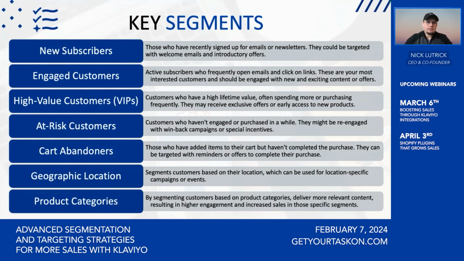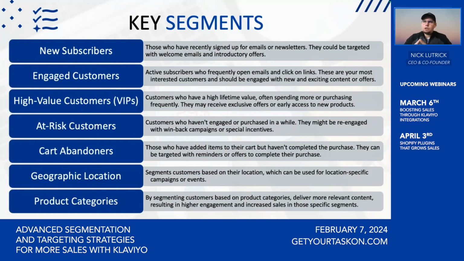And then lastly on this list is product categories. So by segmenting customers based on the product categories that they've purchased in the past, you can do some really cool things like sending cross-sell campaigns. So maybe they've purchased one product and you have another product that goes well with that product. You could create a segment for everybody that's bought that and then send them a campaign to cross-sell them another related product that you may offer.